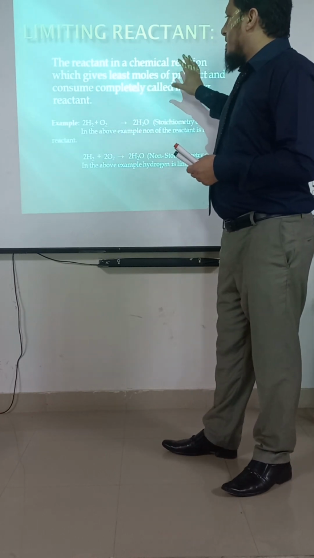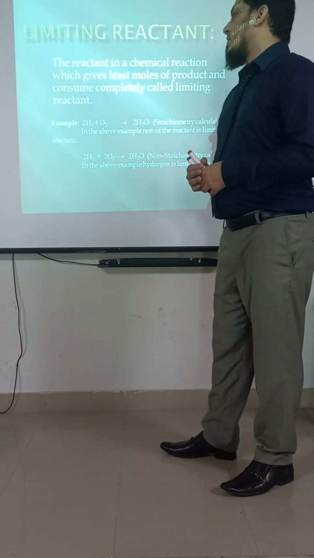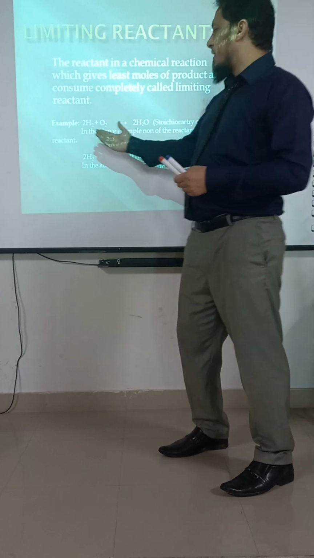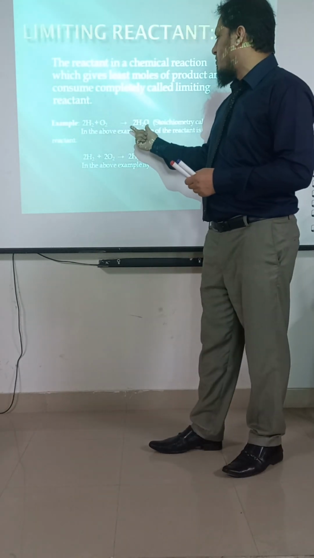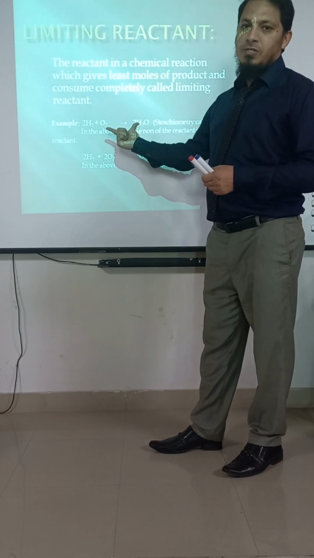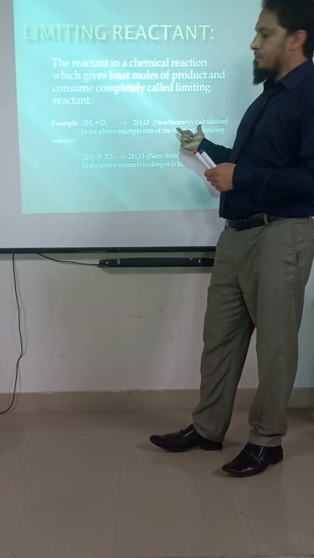So we can explain this definition by using different examples. First of all, I will give this example: formation of a water molecule. If we take 2 moles of hydrogen and 1 mole of oxygen, then we will get what? 2 moles of water. Right? This is a balanced chemical equation, so we call it stoichiometric calculation.